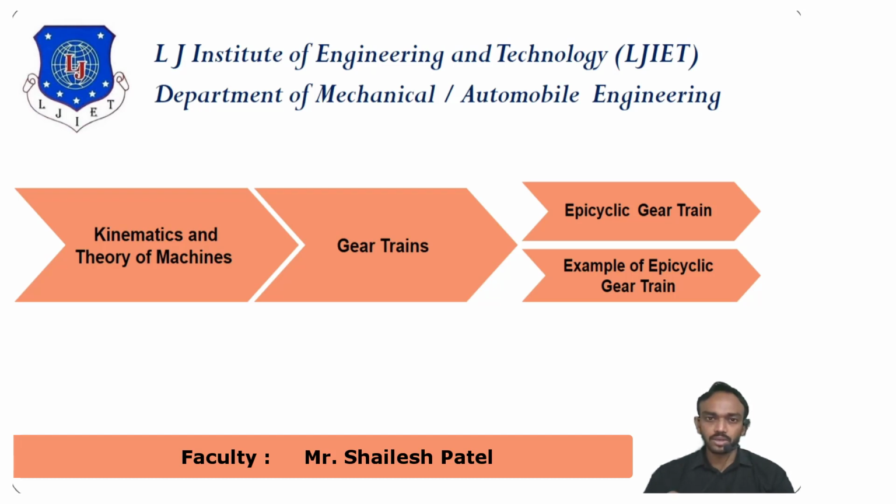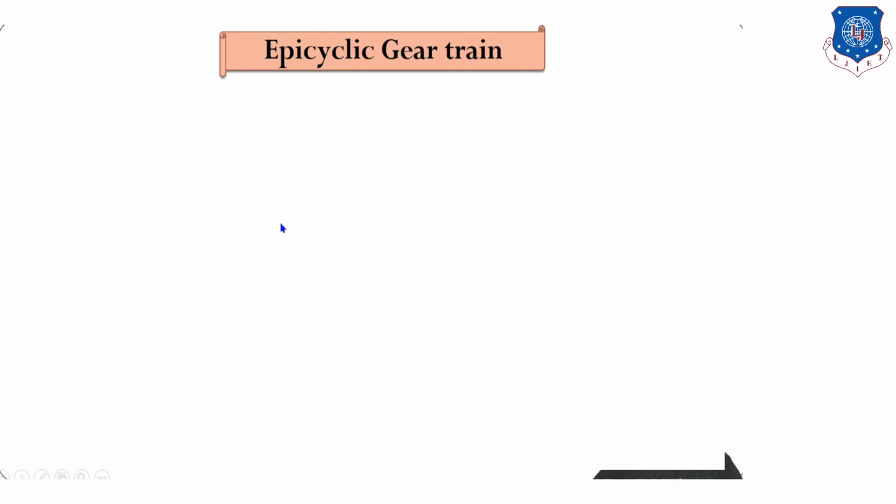So in this chapter, the topic we will cover is the last type of gear train, which is the epicyclic gear train, and we will also complete the example of the epicyclic gear train. Okay, let's start our last type of gear train, which is the epicyclic gear train. It is a very important type of gear train, and mostly our numericals are based on this type.